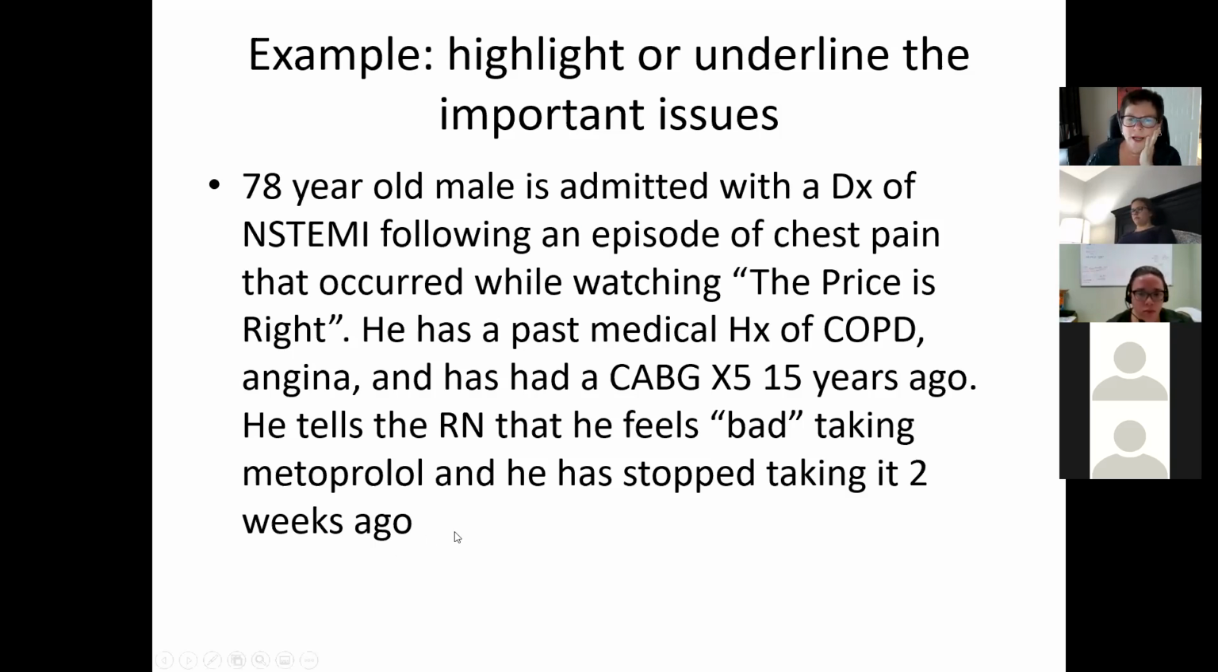So what I think is important in here: he's admitted with a non-STEMI, so I would highlight non-STEMI. And why did I bother putting in an episode of chest pain while watching TV? Why is that important?